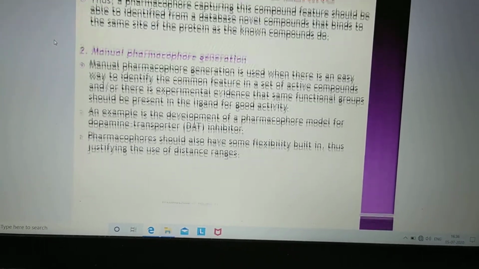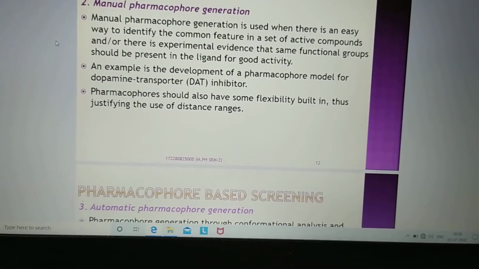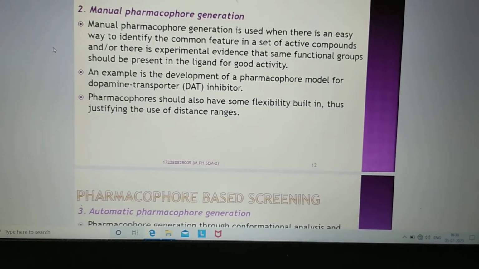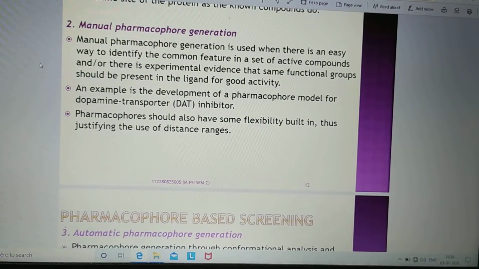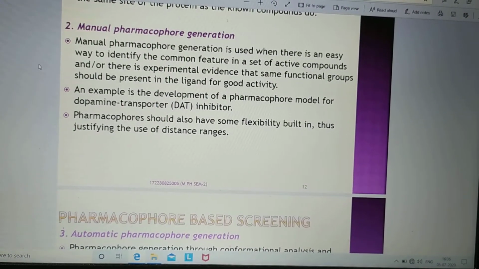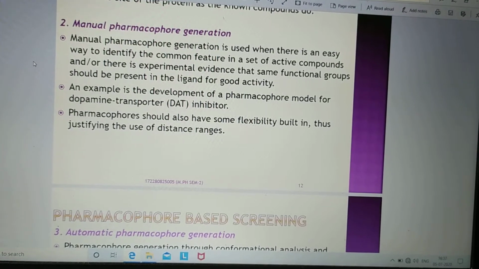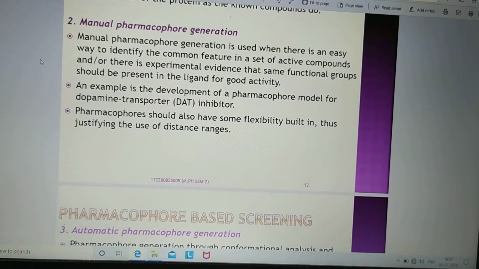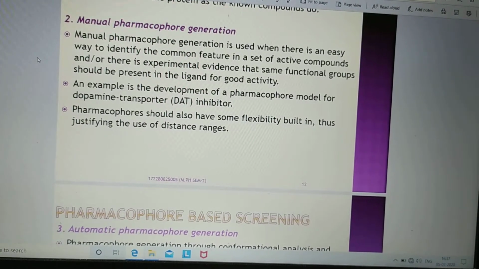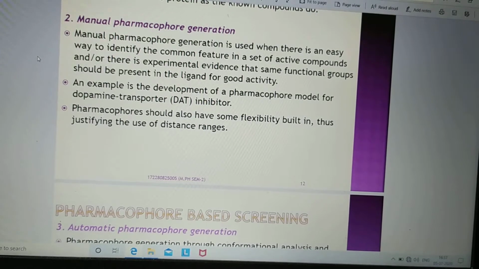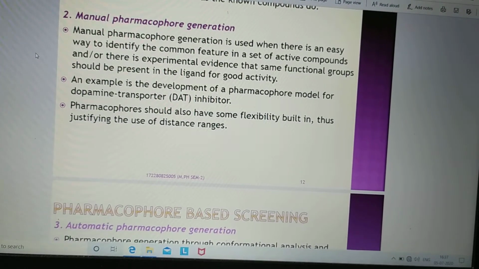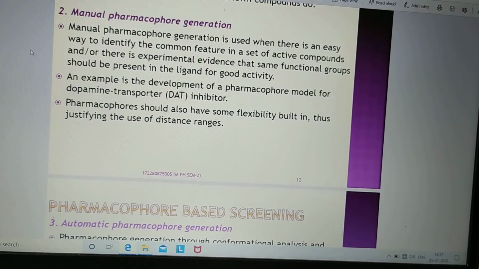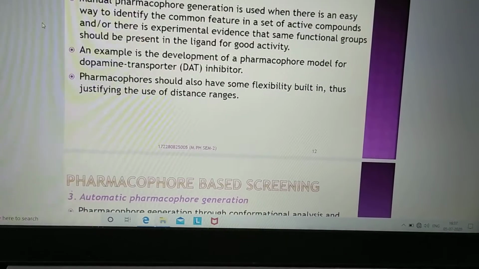Manual pharmacophore generation. Manual pharmacophore generation is used when there is an easy way to identify a common feature in a set of active compounds, or there is experimental evidence that the same functional groups should be present in the ligand for good activity. An example is the development of pharmacophore modeling for dopamine transporter inhibitors. A pharmacophore should also have some flexibility built in, thus justifying the use of distance ranges.